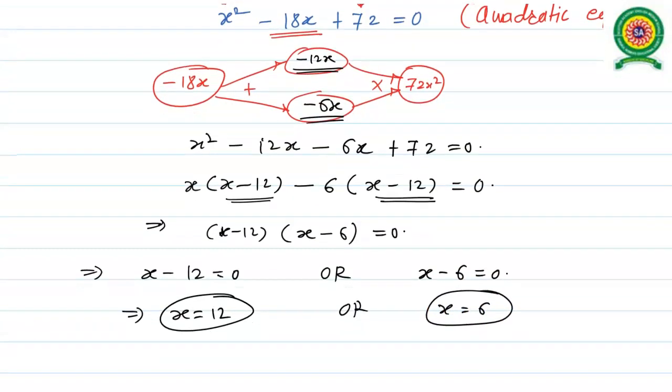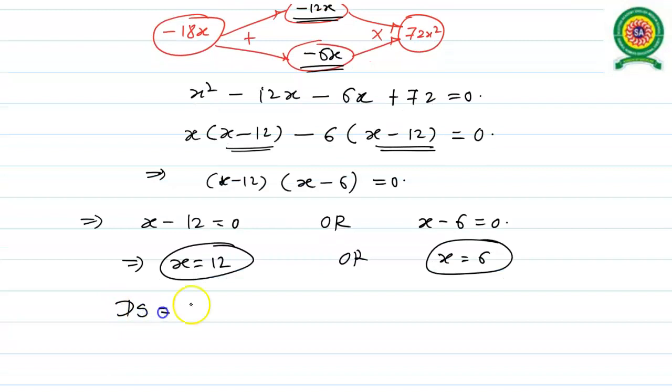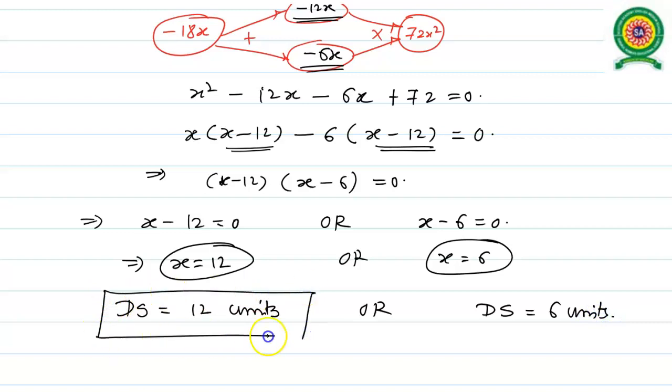So what is meant by x here? X is nothing but Ds. So Ds is equal to either 12 units or the Ds value might be 6 units. Now here we have our question number 2 done.